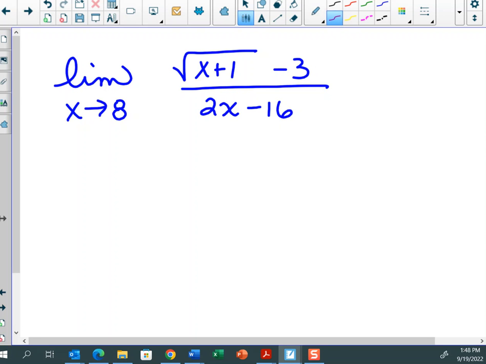So first things first, you try substitution. You plug in the 8. So you get something that looks like that. Square root of 9 minus 3. You get 16 when you plug the 8 into 2x minus 16. And you get 0 over 0. 0 over 0 means you've got to do more work.